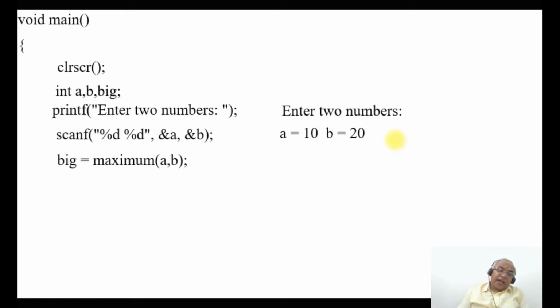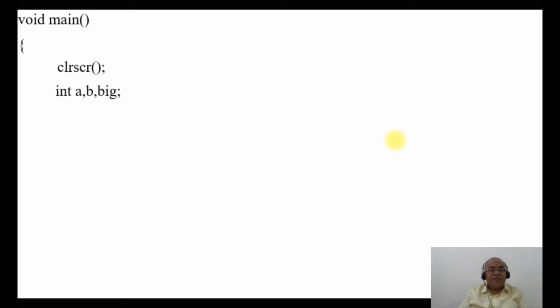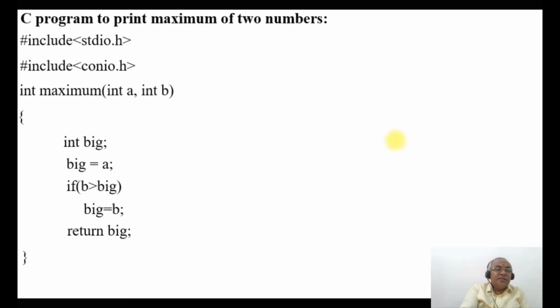Then it goes back. Once the numbers are entered, I need to check them, and that program is what we have written here. It enters into that. First it takes big is equal to A. A is equal to 10 and B is equal to 20, so big is equal to 10. It is considered first, so the value of A is 10, and big is equal to 10.